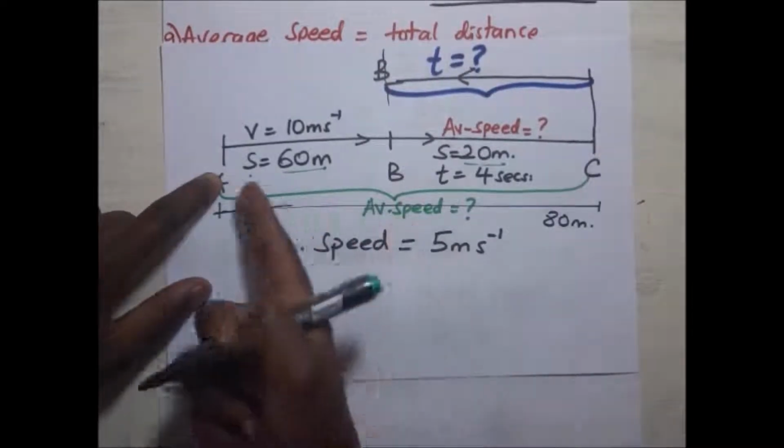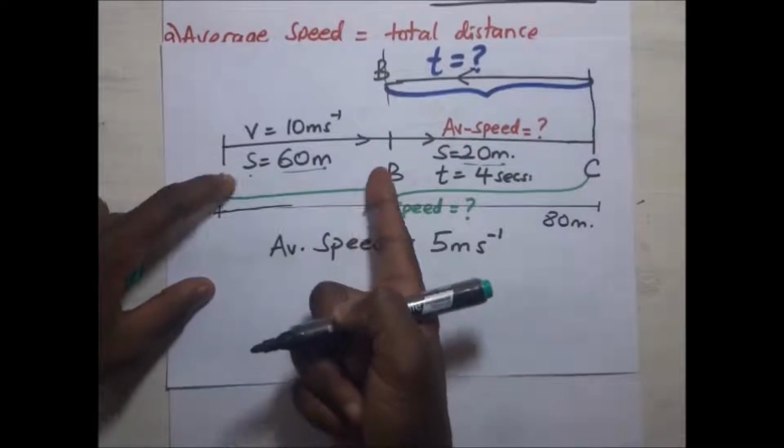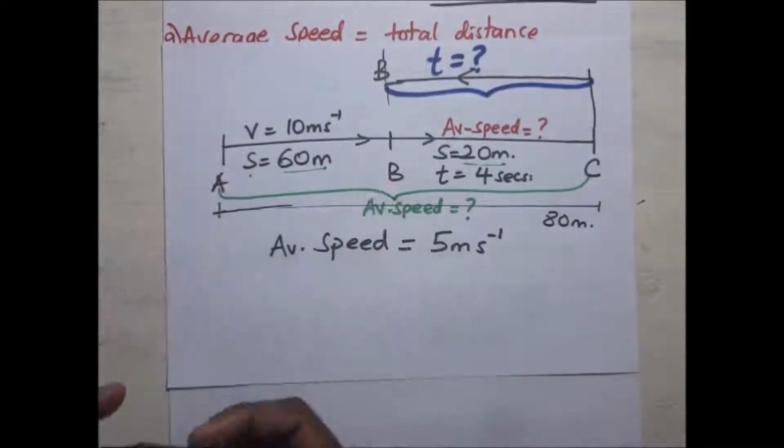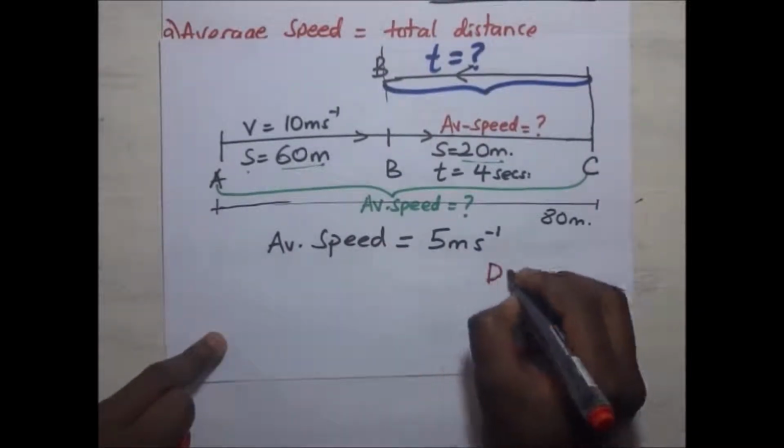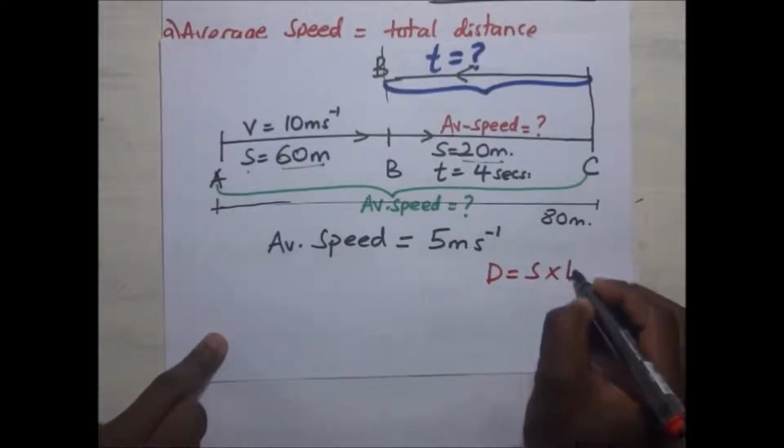So it means that for us to get the total time of this whole distance, we need to first find the total time here. So we are going to do some side work to get the total time here. To get the total time covered between A and B, we know that distance is equal to speed times time.